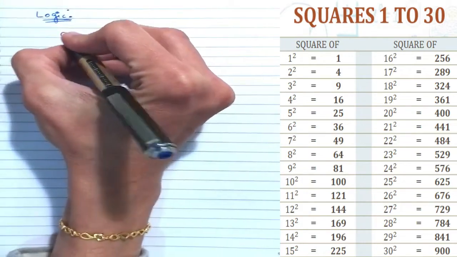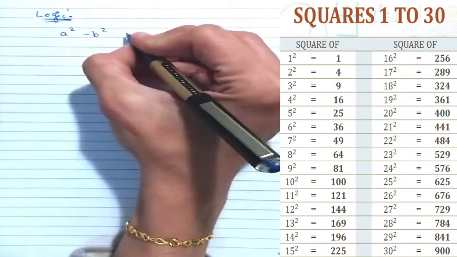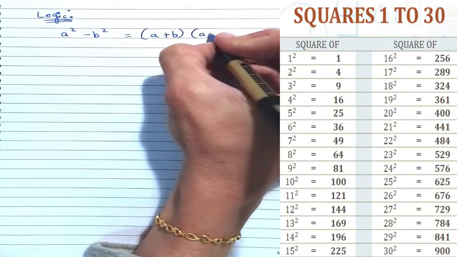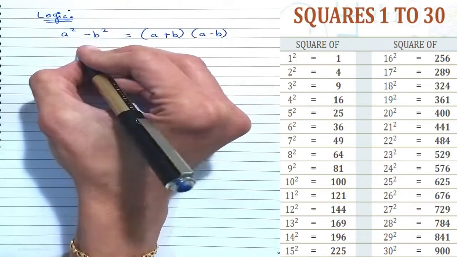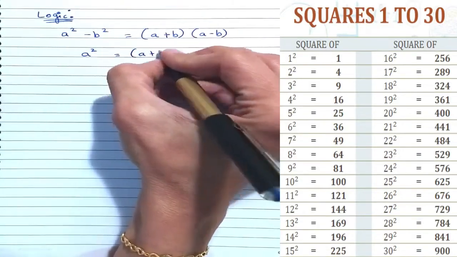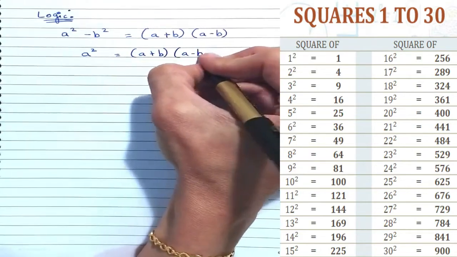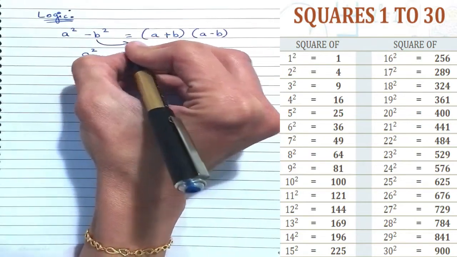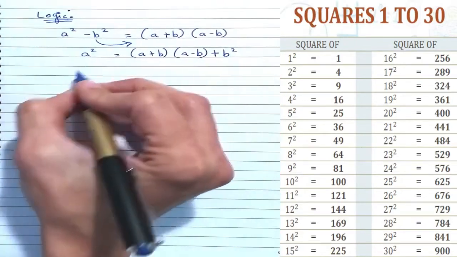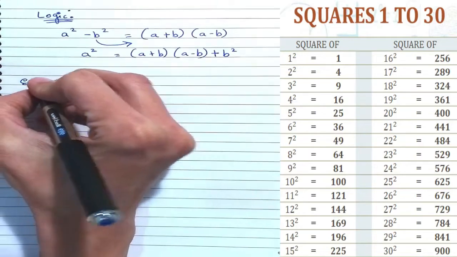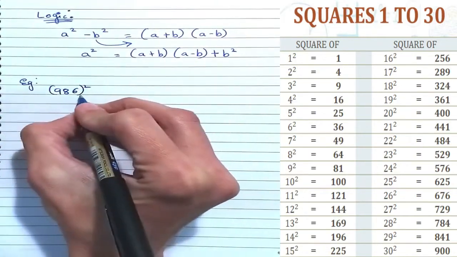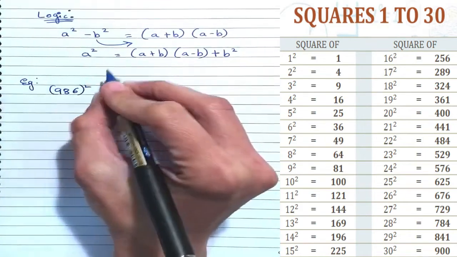So now what is the logic behind this, right? In this method, we are using a different formula, which is a square minus b square, which is nothing but (a plus b)(a minus b). And we need just a square, so our answer would be (a plus b)(a minus b), and minus b square will go to the other side and it will become plus b square, right? So now you will ask, what is a square and what is b square in our example? So let's have a look.